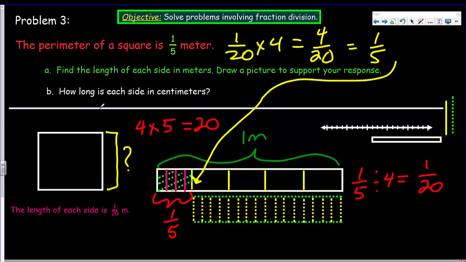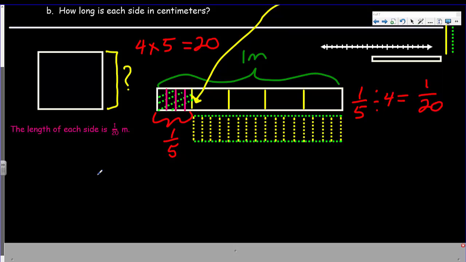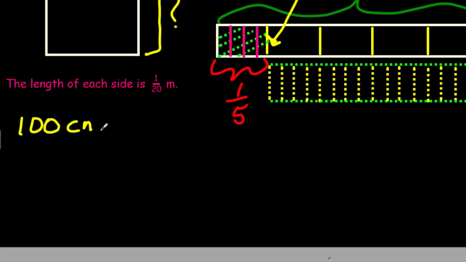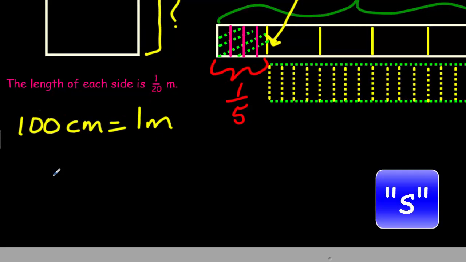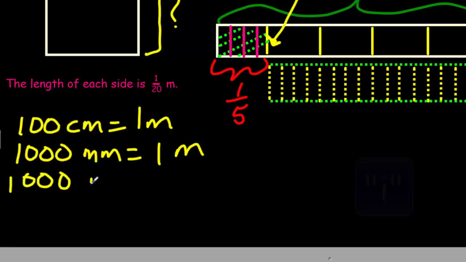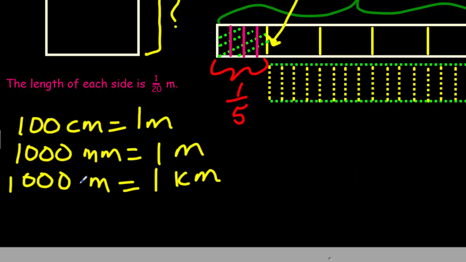Now it says, how long is each side in centimeters? So for conversion, we need to know some information. We usually only have to deal with a few. There are 100 centimeters in 1 meter. There are 1,000 millimeters in 1 meter. There are 1,000 meters in 1 kilometer. These are the commonly used measurements.